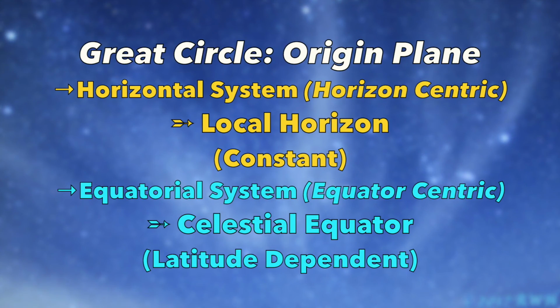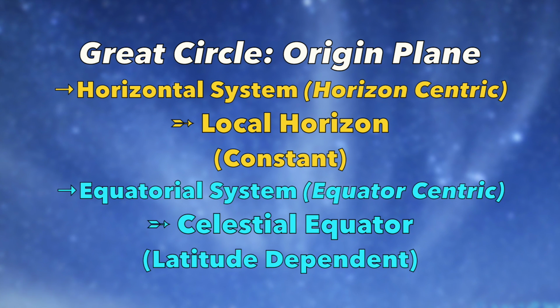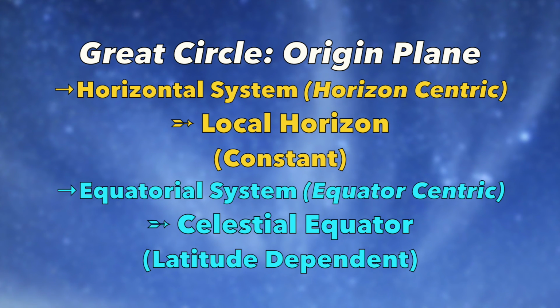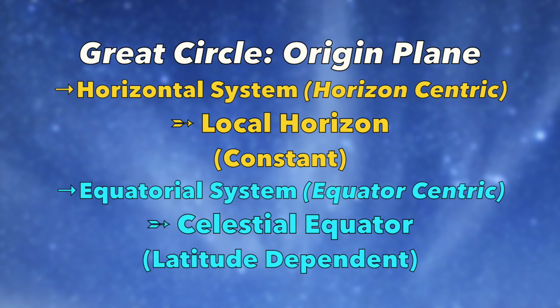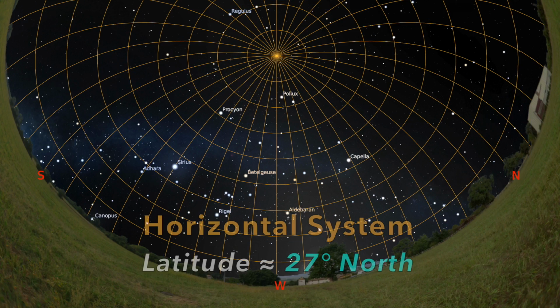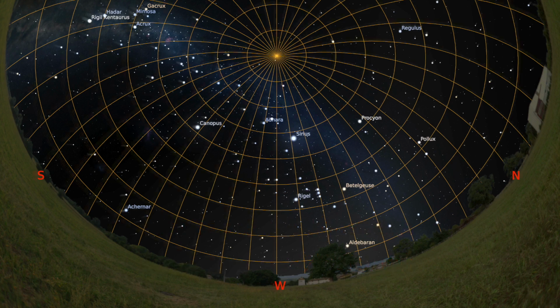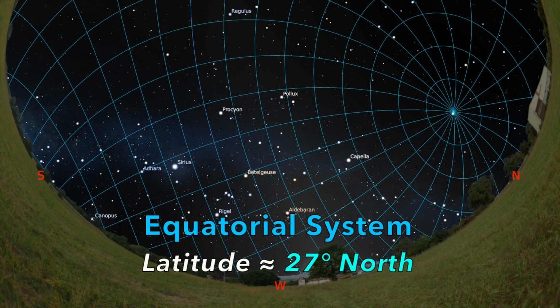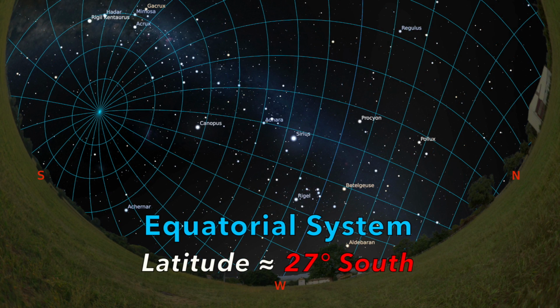The horizontal system is based on the observer's local horizon, meaning that the projection of the system is constant for any location on Earth. The equatorial system is measured relative to the projection of the celestial equator, which changes based on the observer's latitude. Since the projection of the horizontal system is constant, the coordinates of any given object will differ for different locations, whereas the equatorial coordinates, barring local hour angle and the effects of precession, for an object will remain constant for all locations.